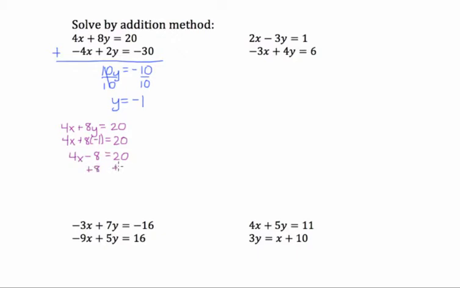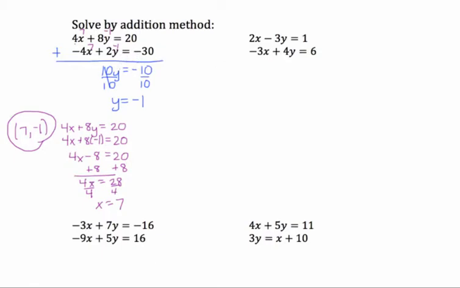Now I'll solve for x. So my answer is 7 is the x-coordinate, negative 1 is the y-coordinate. Again, to check those in a calculator, just type in 4 times 7 plus 8 times negative 1 and see if it equals 20. Type in negative 4 times 7 plus 2 times negative 1 and see if it equals negative 30. That's how to check your answer on these.